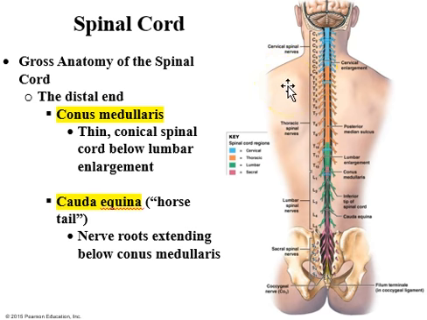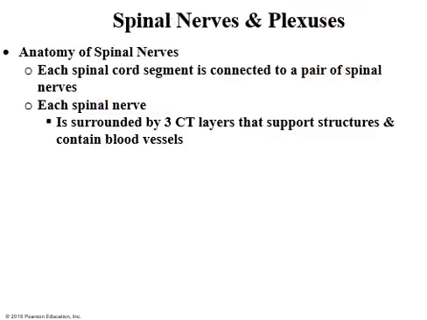The way we organize a lot of these complex overlaps and associations of spinal nerves is in what we call plexuses. So we have spinal nerves and plexuses. Each spinal cord segment is connected to a pair of spinal nerves, one going off to the left, one going off to the right. Each spinal nerve is surrounded by those three connective layers that support the structures that contain the blood vessels, as we talked about in the last video: the dura, arachnoid, and pia mater.